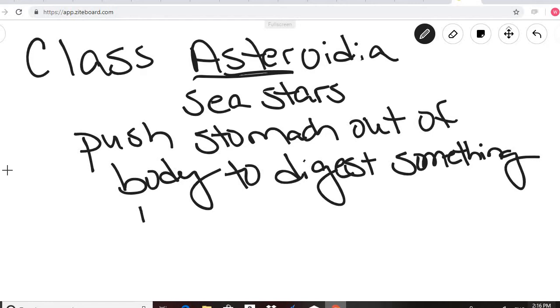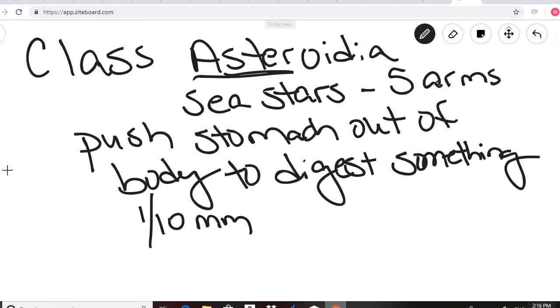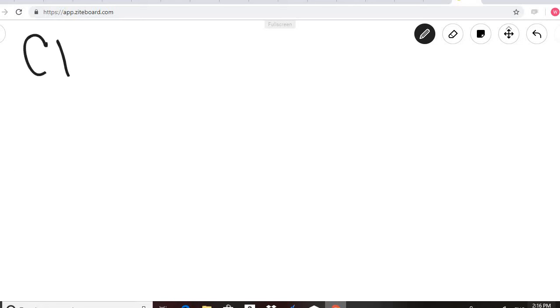I think your book mentions that the opening that they require to get that clam open is about 1/10 of a millimeter. So that's just a teeny tiny opening, but then they're able to put their stomach inside of that. Most of these have 5 arms. They can have more, but most have 5. Some can have as much as 10, but most of them just have 5. So class Asteroidea.